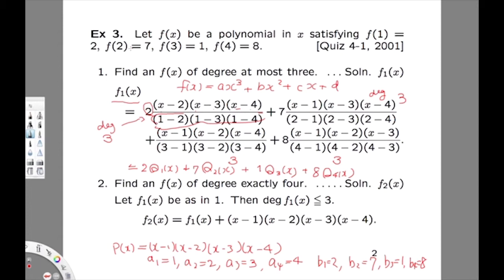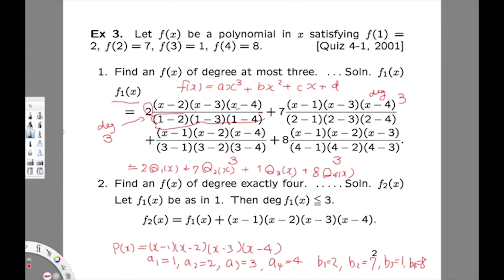Okay? Then what about problem 2? In problem 2, we want to find a polynomial of degree exactly 4. So the first polynomial, which I've written as a solution to number 1, is of degree at most 3. We want to have a polynomial of degree exactly 4.